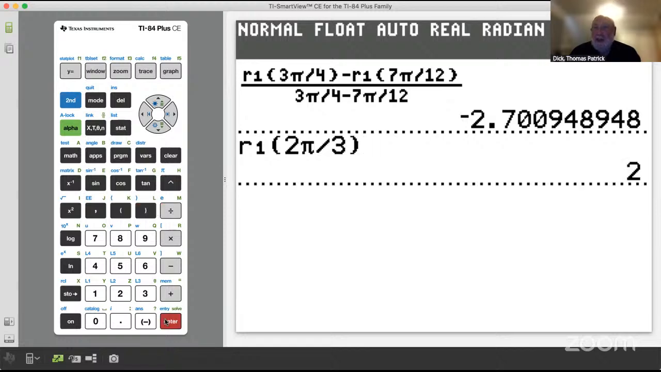And we can see what we get. Hey, how about that? Got the same value. Good. That's reassuring, to be sure.